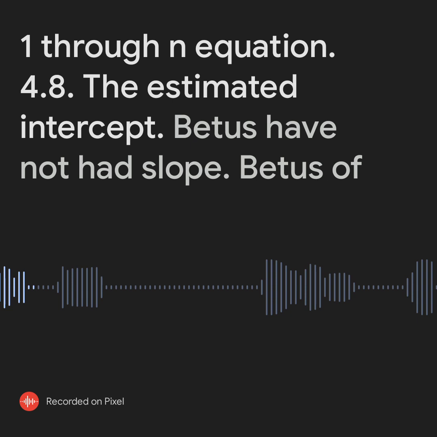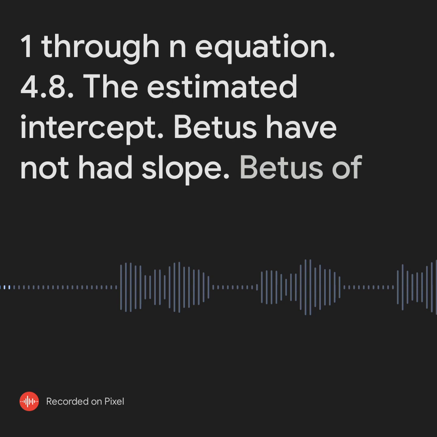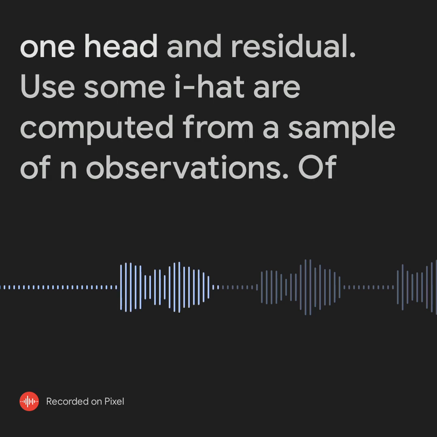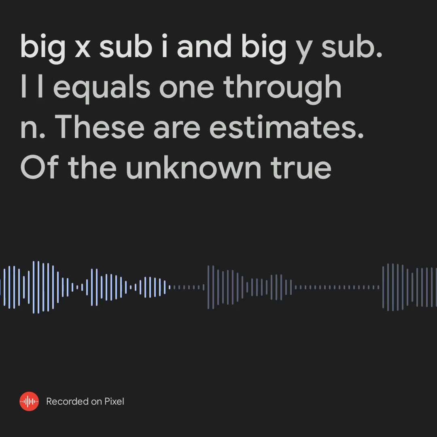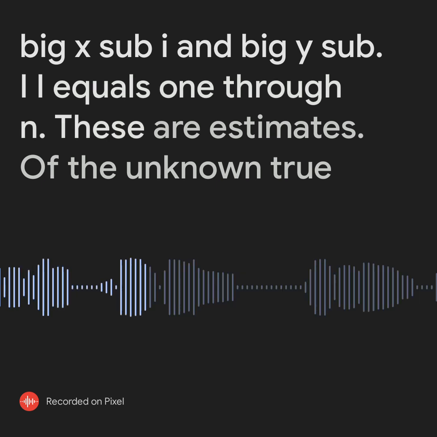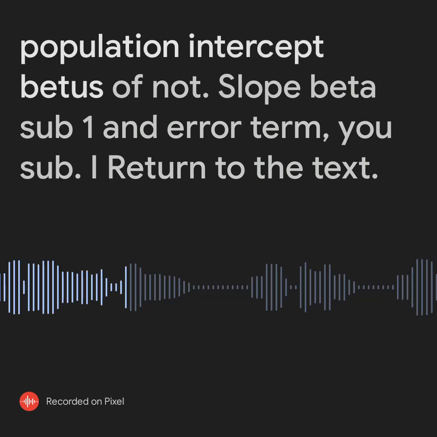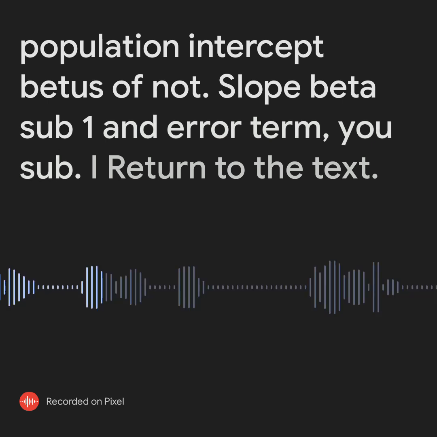The estimated intercept β0-hat, slope β1-hat, and residual ui-hat are computed from a sample of n observations of Xi and Yi, i equals 1 through n. These are estimates of the unknown true population intercept β0, slope β1, and the error term ui. Return to the text.